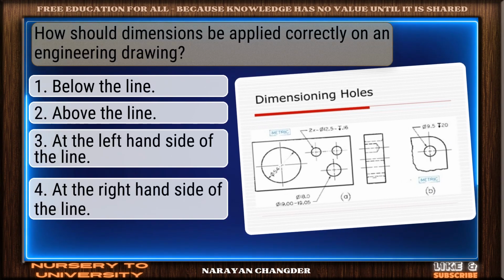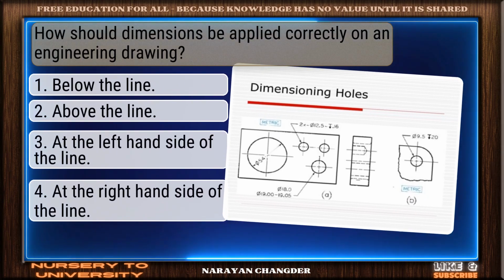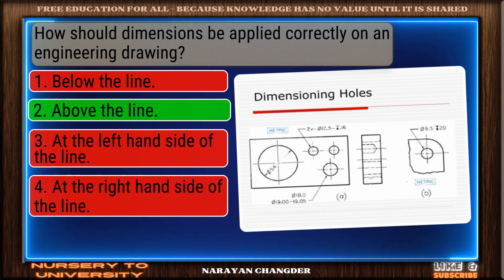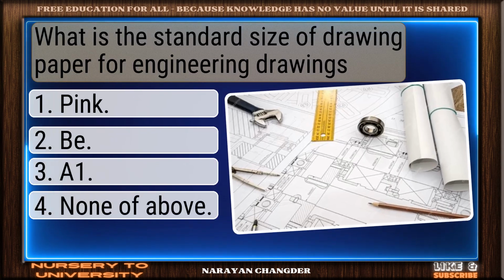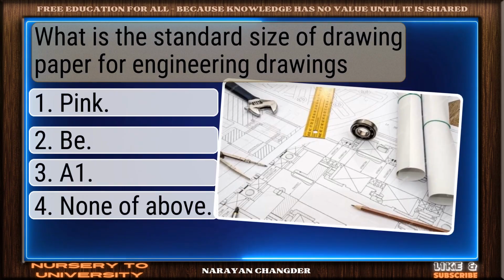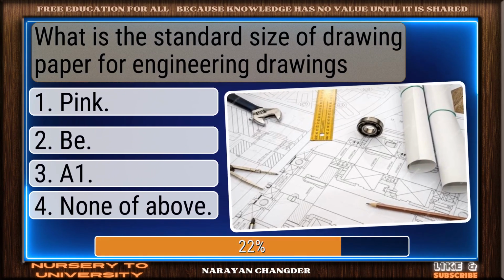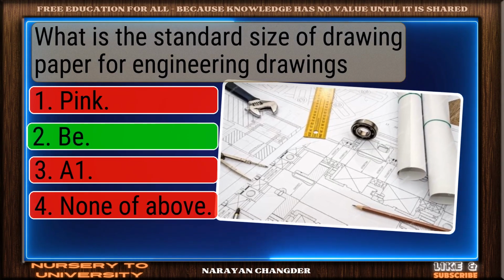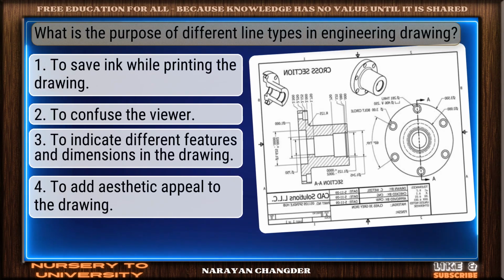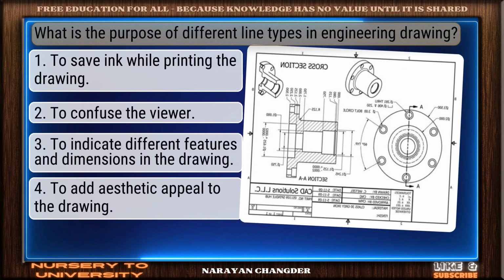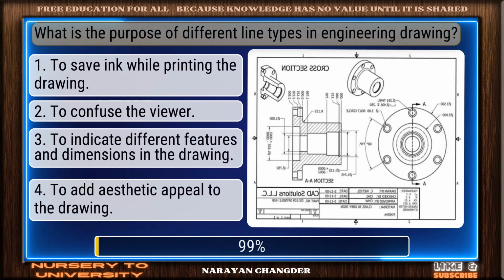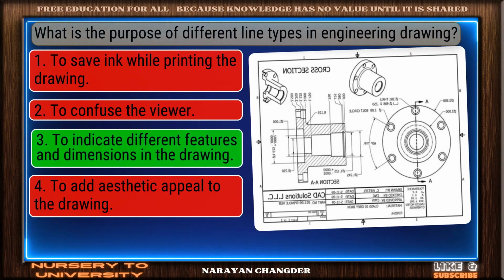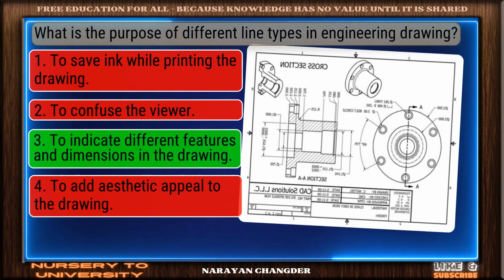How should dimensions be applied correctly on an engineering drawing? Nicely done. Above the line is a solid answer. What is the standard size of drawing paper for engineering drawings? Excellent. A4 is a brilliant choice. What is the purpose of different line types in engineering drawing? You got it. Your choice to indicate different features and dimensions in the drawing is right.